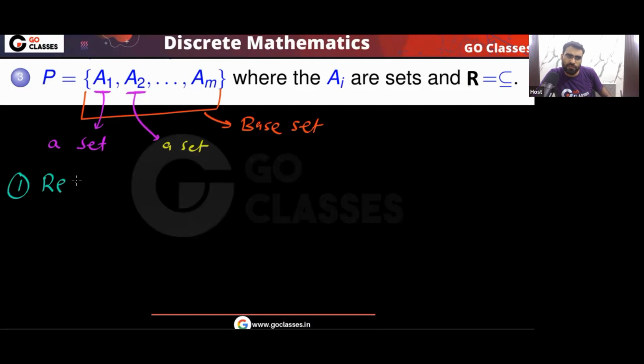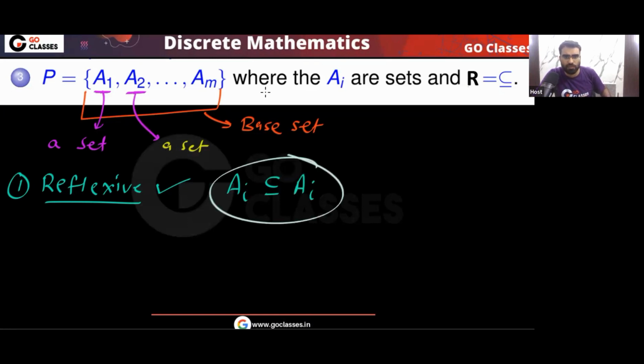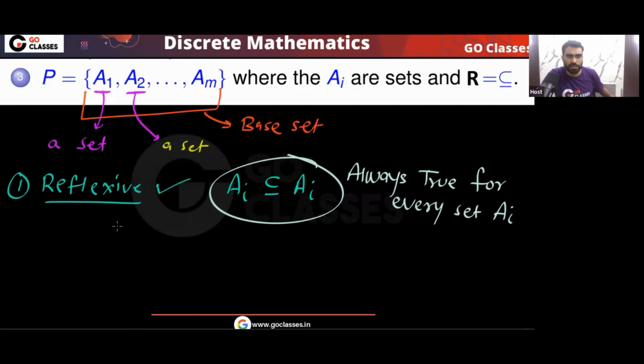Yes. You can see reflexive. Why is this reflexive? Because every set is a subset of itself. Yes or no? You already know that every set is always a subset of itself. So this always happens for every set. Okay, so very simple. Every set is a subset of itself, so the reflexive property is satisfied, because every set is related to itself. What about the antisymmetric property?